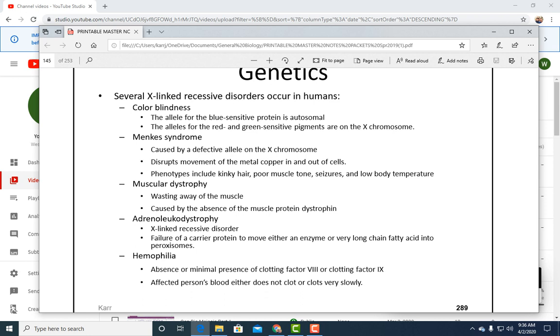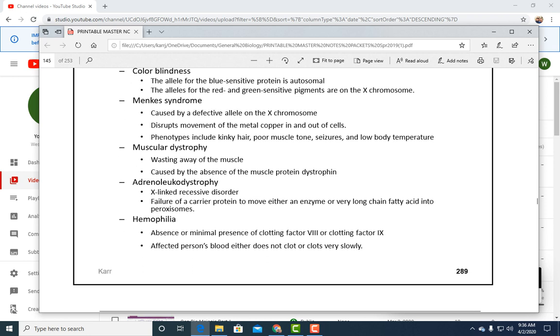Another one is adrenoleukodystrophy. This is a disease related to the adrenal gland and causes problems with, I'm not even familiar with that one. I'll put a YouTube link on that one in our Blackboard folder because that's not something I've ever seen in patients in the hospital, so it's probably not as common.